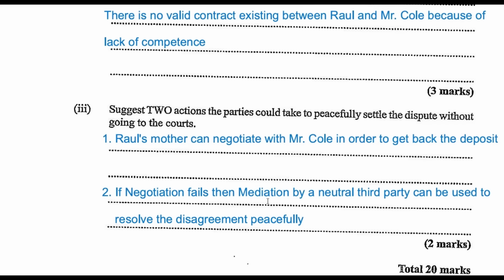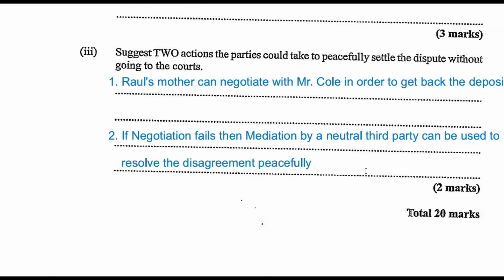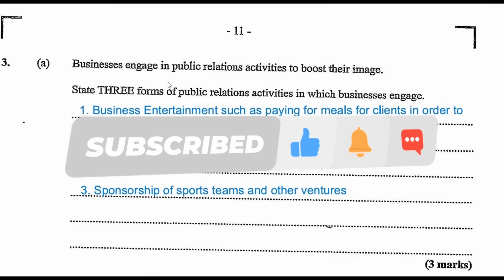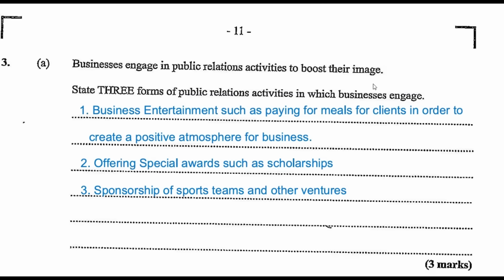Good. Now that brings us to the end, and that's another 20 marks that you guys would have gotten quite easily. Time for us to move on to question 3. Businesses engage in public relations activities to boost their image. State 3 forms of public relation activities in which businesses engage.